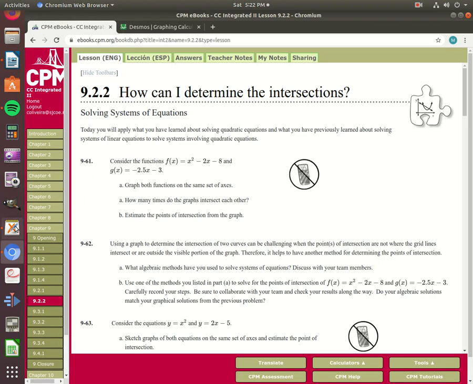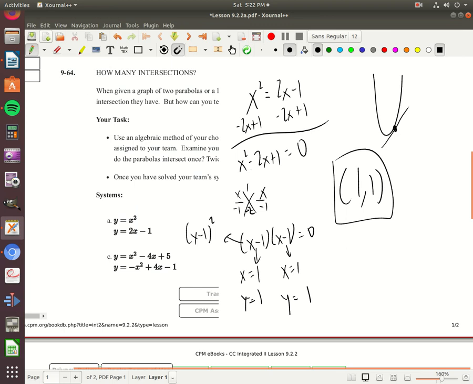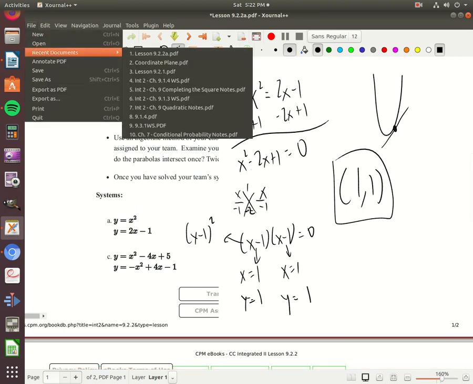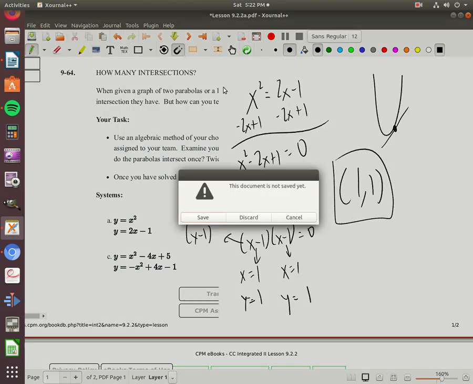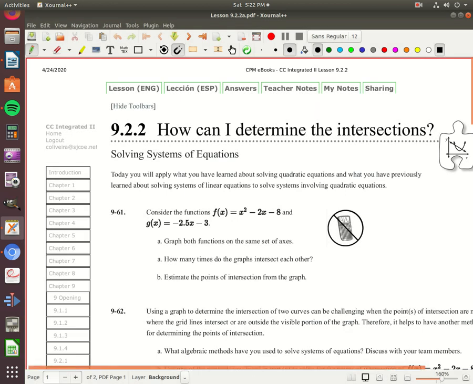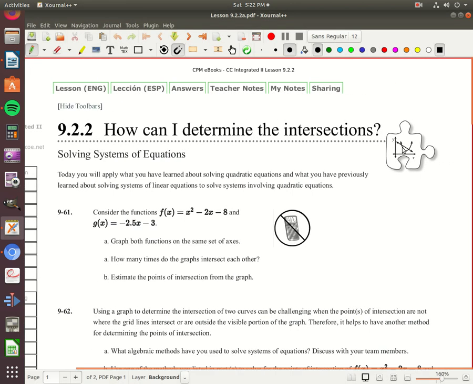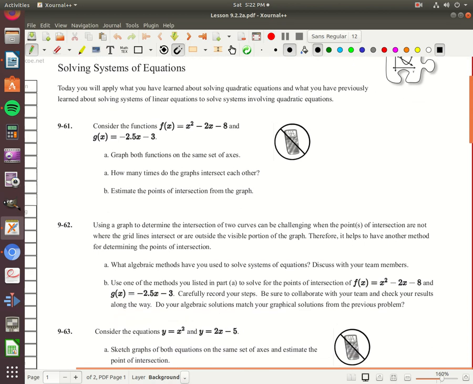So if we jump back over, the question would be, what are we doing here? And is there a way to sort of help us with this? How do we know if it's going to have 0 solutions, 1 solution, or 2 solutions?